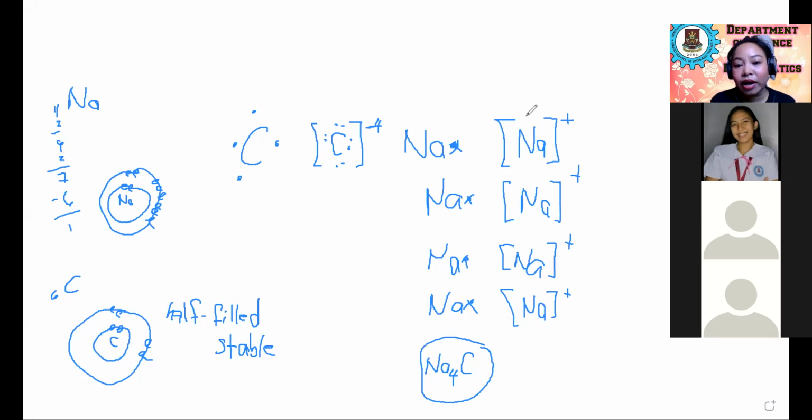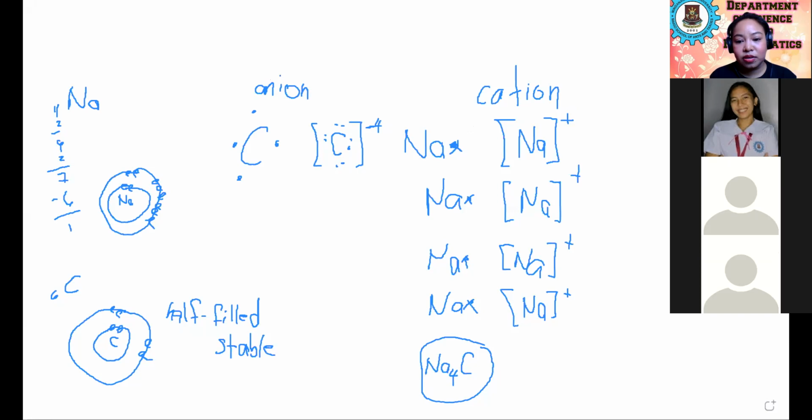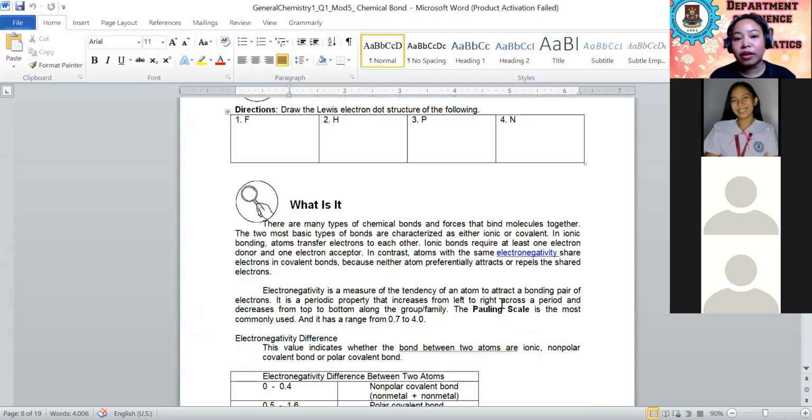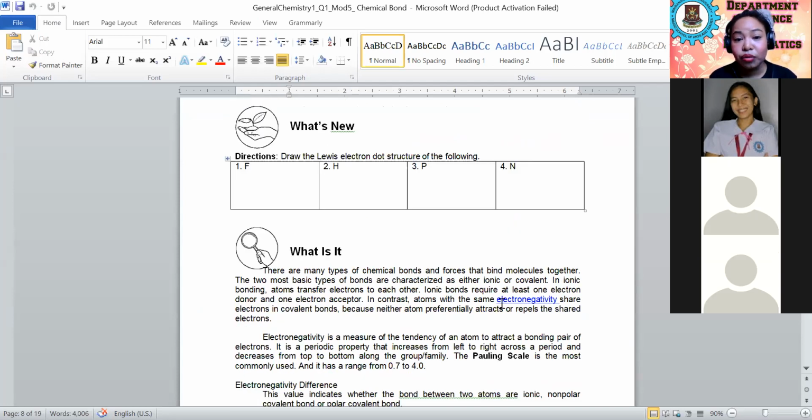So we have a positive ion we call the cation, and a negative ion which we call an anion. So always write the positive first before the negative atom or element. So that is all about the ionic bond. Let's go to covalent bond.